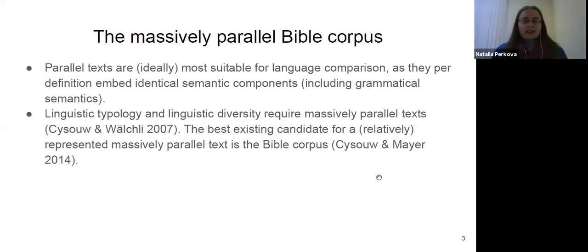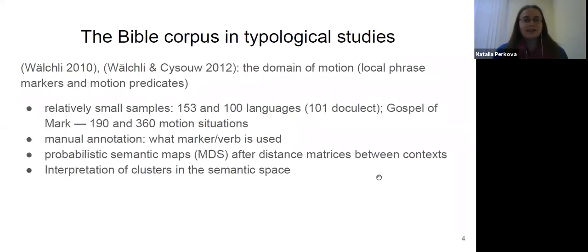Here we use the massively parallel text compiled by several persons and presented by Cysouw and Mayer. Unfortunately, it is not anymore available at their website, but thanks to the persons who gave us access to the data. The Bible corpus has already been used in various typological studies.